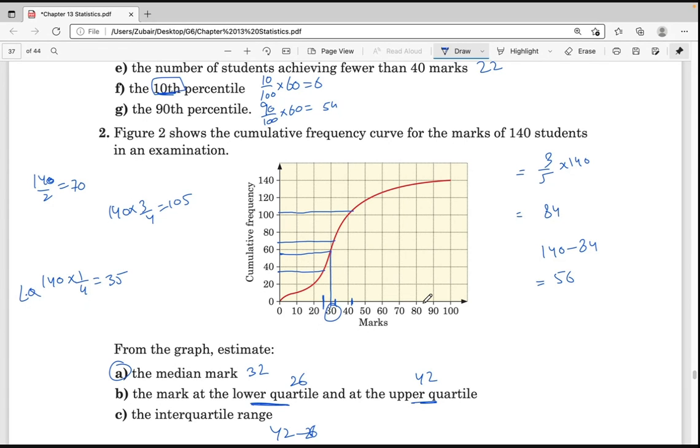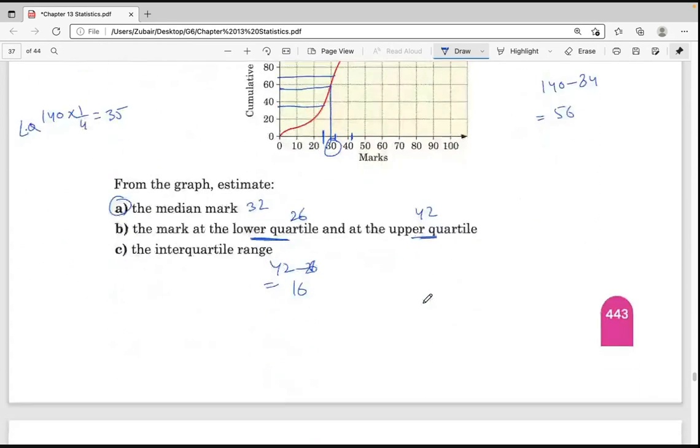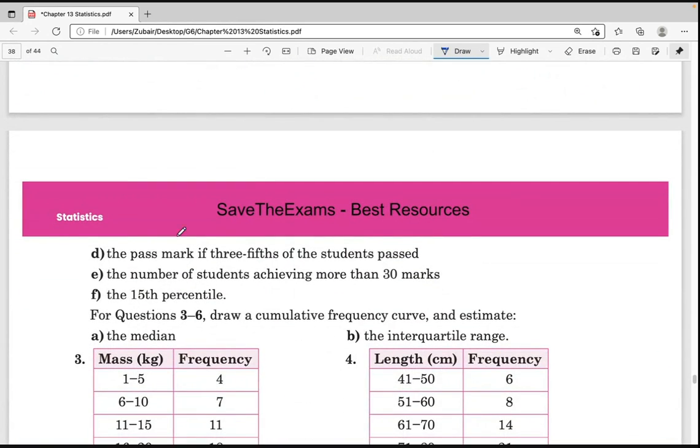Is this thing clear? Why we did 3 by 5 of 140, then why we subtracted it from 140? If this question would have been for a race, then we will select the number at the lower end because lesser time would mean a better player. Right. So it would depend on the nature of the question as well.